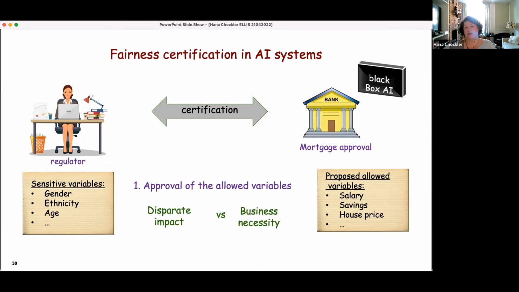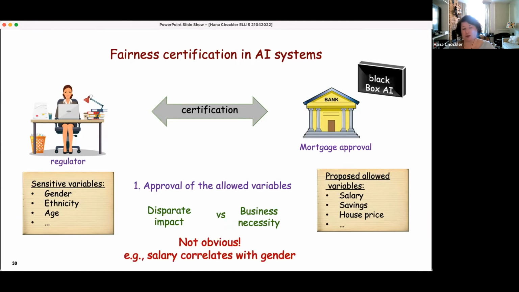So for example, as we know, salary highly correlates with gender, because I think women earn about 20% less than men on average, or even more. Yet the bank may very well claim that they need to know the applicant's salary because it is one of the important characteristics indicating whether the person will be able to repay the mortgage. So this is the type of discussion that is going to take place. So first, we have approval of the allowed variables. This is the first step.